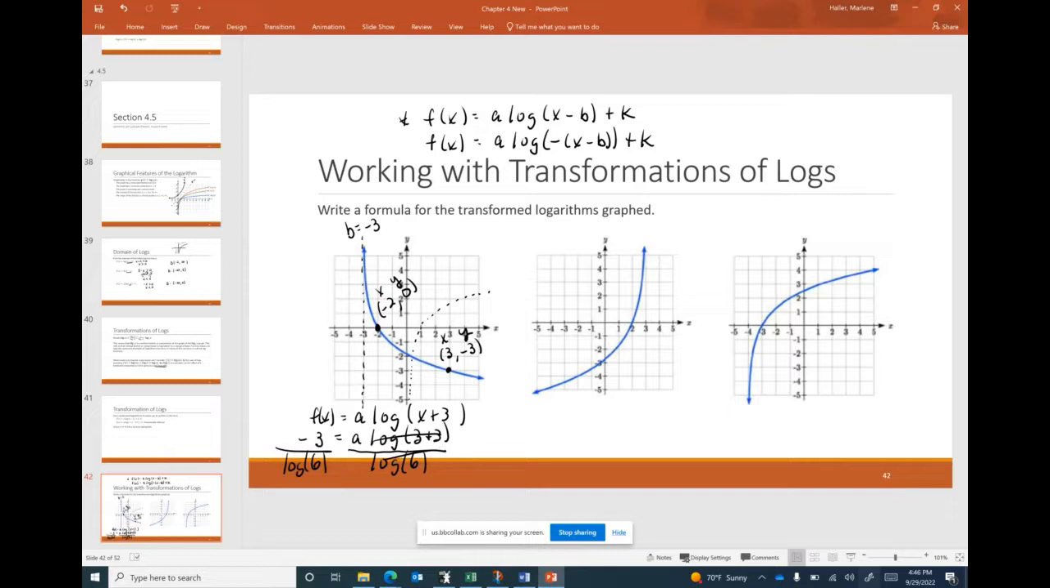Okay, so I can write my full equation now. It's f of x equals a, which is -3 over log 6. Does that make sense? Yeah, it was supposed to be negative, right? Because we had a vertical reflection. -3 over log 6 times the log of x plus 3. No, not enough room on this slide. Should make it bigger. Should we try another?